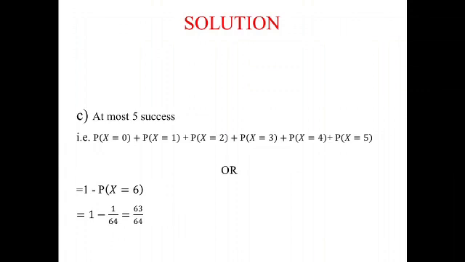Since this calculation would be lengthy, we go for a shortcut method by using the formula. The probability of at most 5 successes is also the same as 1 minus the probability of x equal to 6. Because total probability is always 1, from the total, remove the probability which is missing in the previous formula. So 1 minus the probability of x equal to 6 would mean 1 minus 1 by 64, which is equal to 63 by 64.